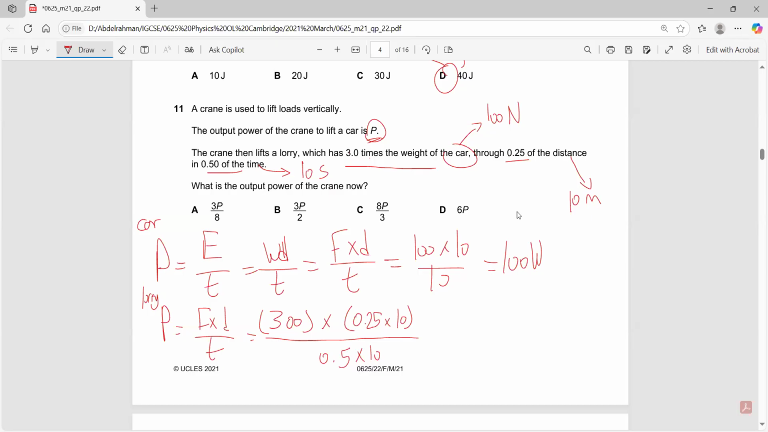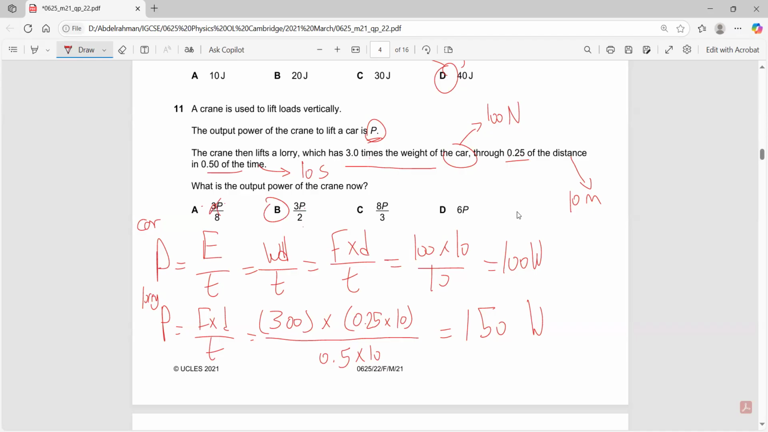Can I calculate this? Yes, I can. 300 times 2.5 divided by 5. This will give you 150 watts. Which of these is equal to 150 watts? So let's see. 3 times 100 divided by 8. 300 divided by 8. No, it's not equal to 150. That is 0.375. A is wrong. 3 times 100 divided by 2. This is 150. Yes, it is equal to 150 watts.